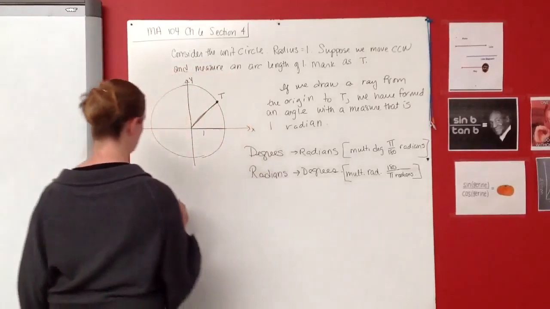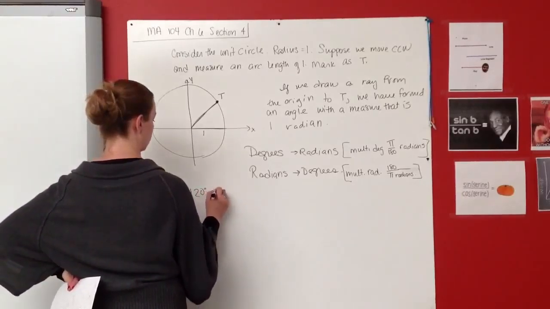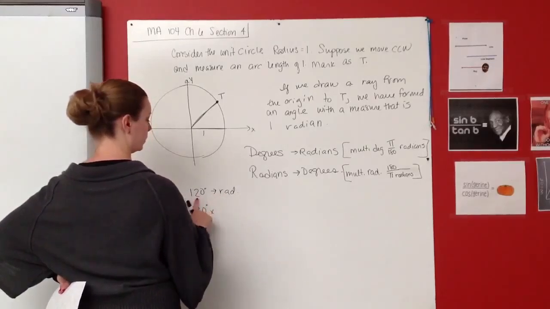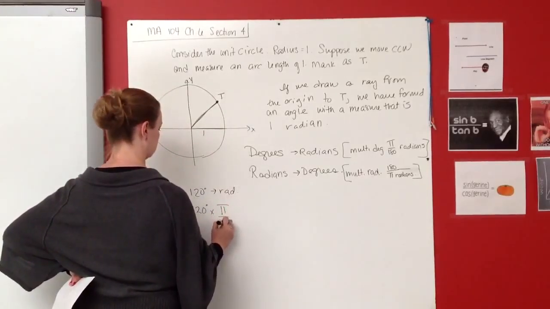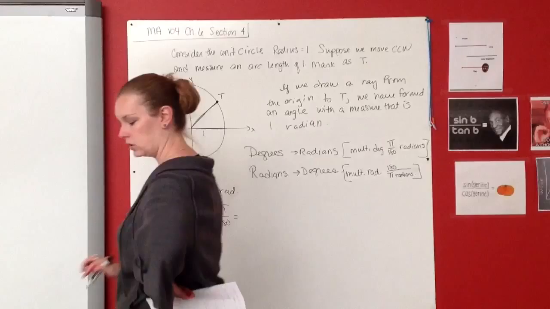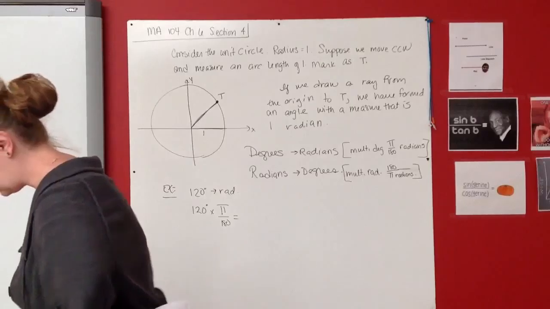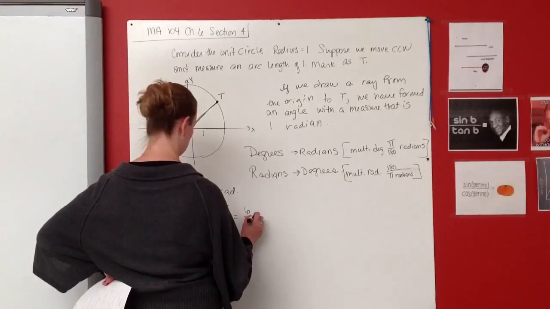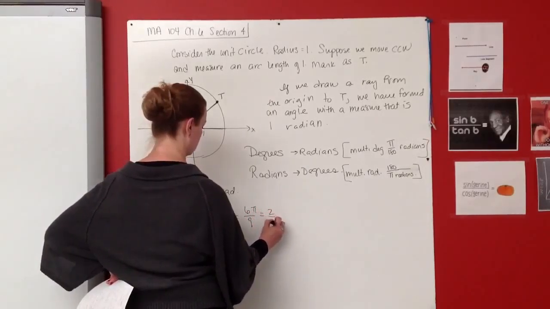So just looking at an example, if we wanted to convert 120 degrees to radians, what we would do is write 120 degrees. We're going from degrees to radians, so we're going to multiply by pi over 180. And 120 divided by 180, you can leave it as a fraction or you can divide it out. I'm going to leave it as a fraction, 120 over 180 pi, which simplifies to 2/3 pi.